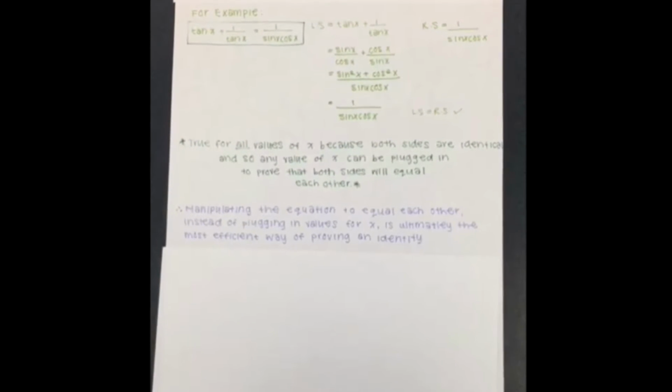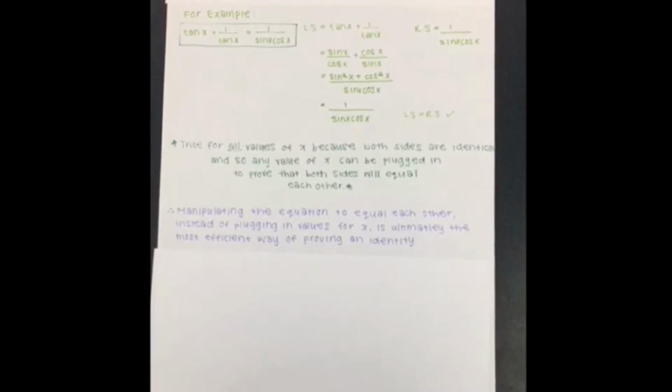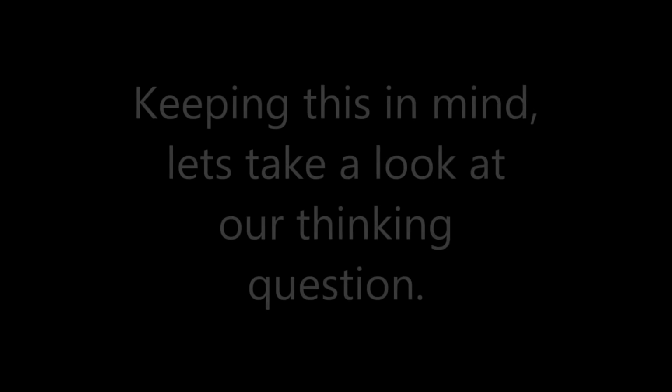The reason subbing in values is an insufficient tactic to solve identities is because identities have an infinite number of solutions, and so they must be proved by making sure both sides of the equation are identical to one another. By plugging in values for x, we make the situation more complicated and longer. So if we just manipulate one side into looking like the other side, that's a more effective way to solve an identity.